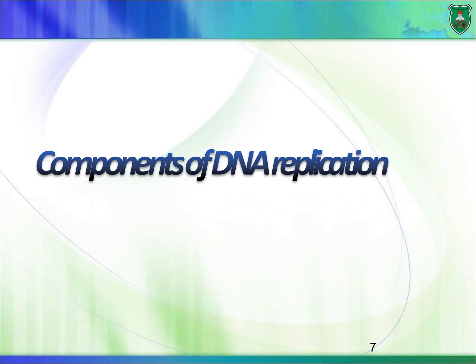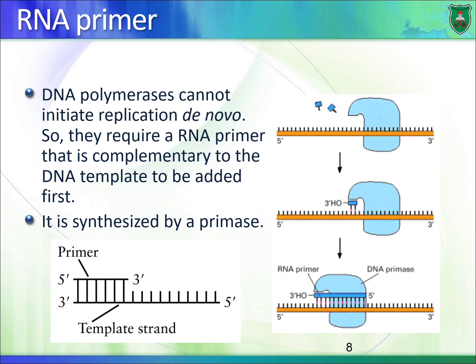So DNA replication is really a complex process, and it requires a number of molecules to complete it. And we'll talk about these components right now, the molecular components. So the first thing that is needed is actually a primer, meaning something to start replication.